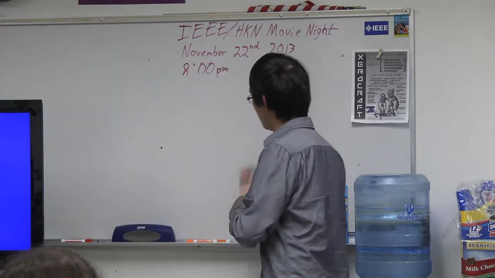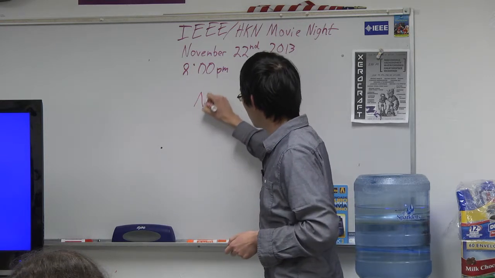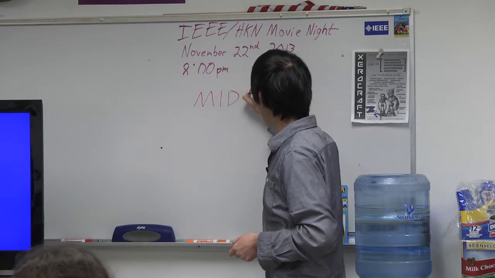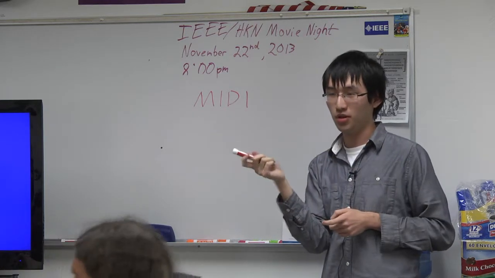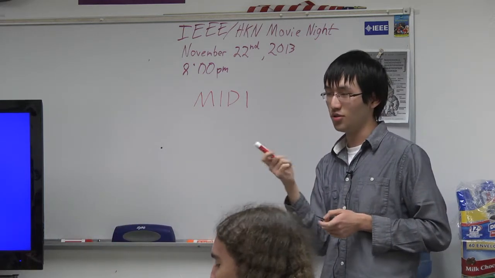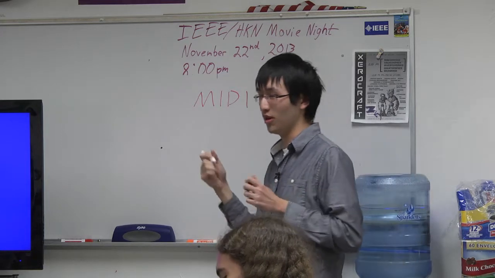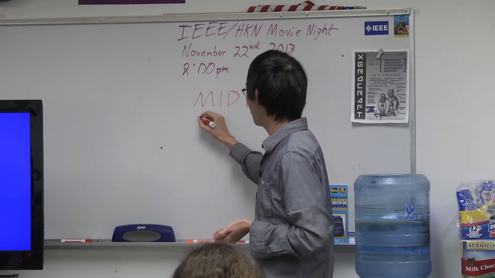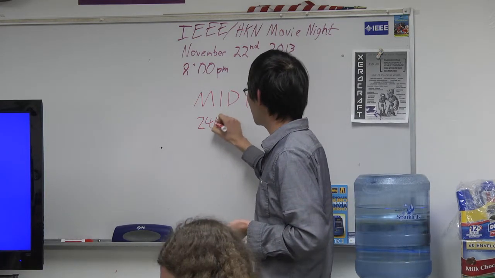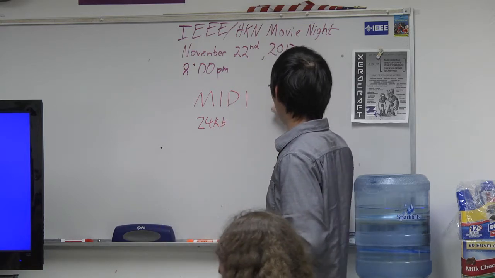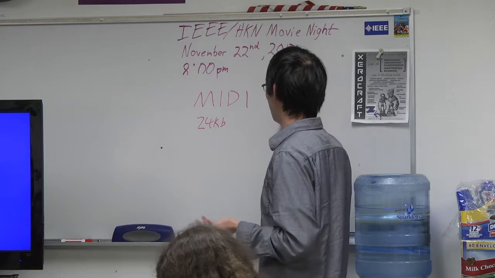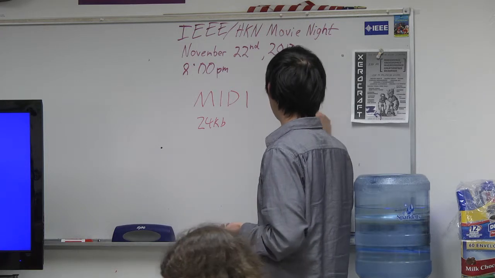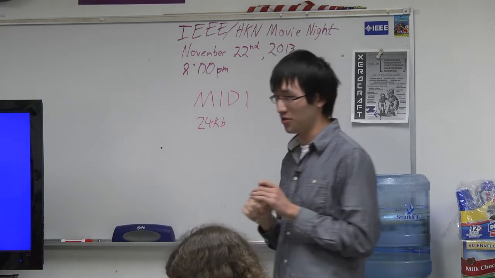So MIDI is probably the most different out of all these. You've all used MIDI, right? You know how big those are compared to wave. A MIDI can be, say, 24 kilobytes, whereas the wave might be as large as, I want to say, 24 megabytes. It's really, really small.